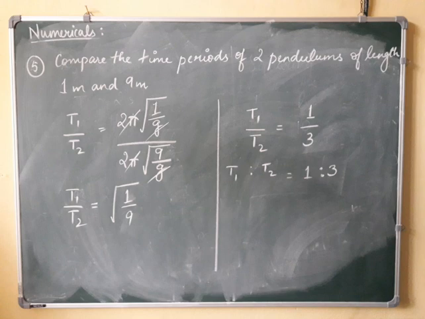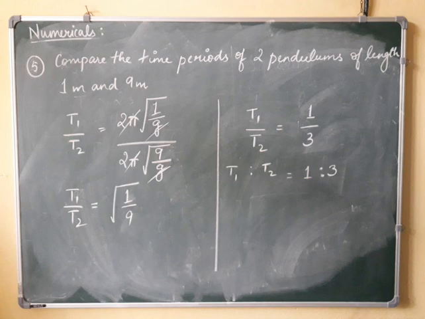Our next question is, compare the time period of two pendulums of length 1 meter and 9 meter. Okay, so again here t1 by t2 equals, t1 value is 2 pi root over L by g, where the L value is 1 meter, and then t2 is 2 pi root over L by g, same, but in this the length is 9 meter. In one you have 1 meter, in the other 9 meter. Whichever is common gets cancelled. After cancelling you will get t1 by t2 equals root over 1 by 9.